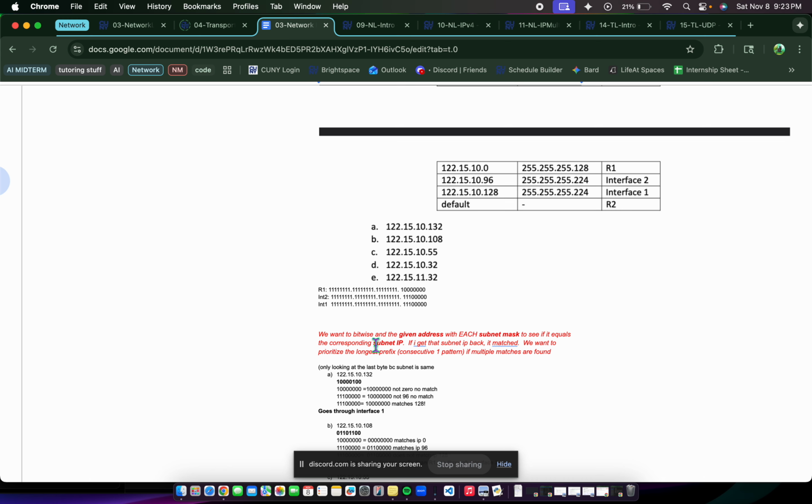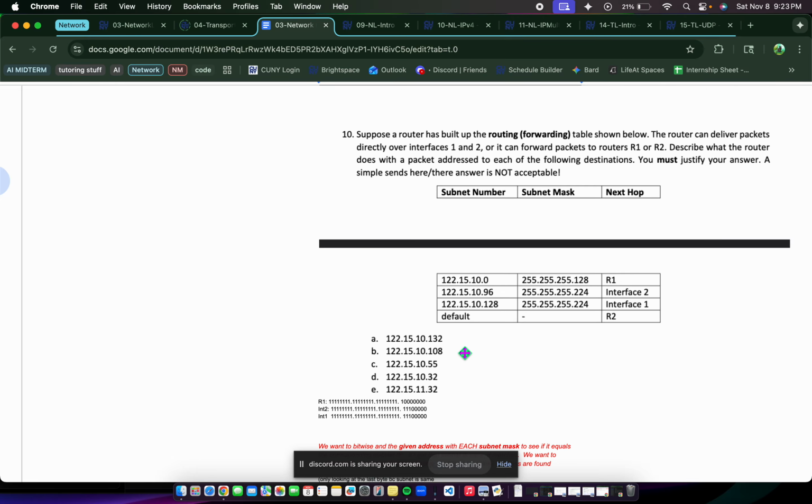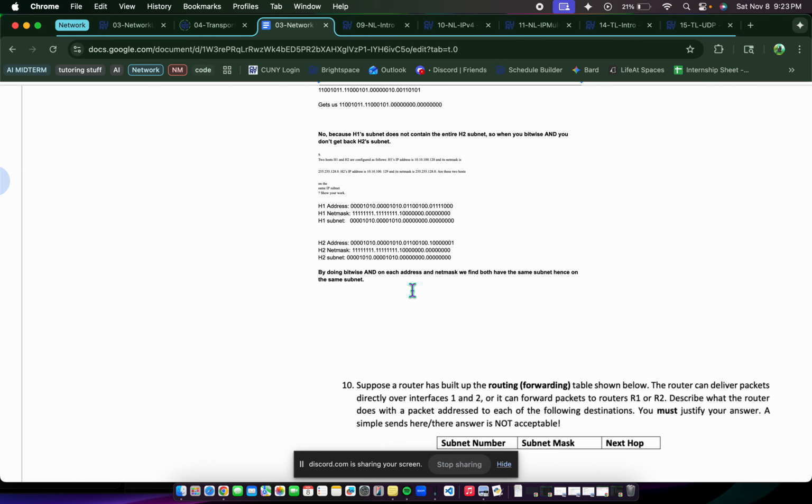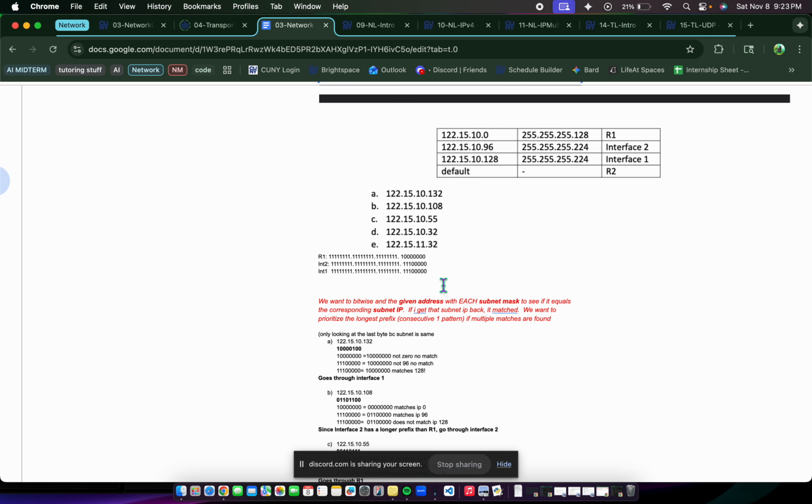We want to prioritize what's called the longest prefix, meaning the consecutive 1 pattern that's given in our subnet mask. We see over here, these had 17 ones in their subnet. Now, these had the same netmask, but let's say one had 17 ones and one had 18 ones. If they both matched, we'd prioritize the one with the higher number of ones, so the 18 ones.